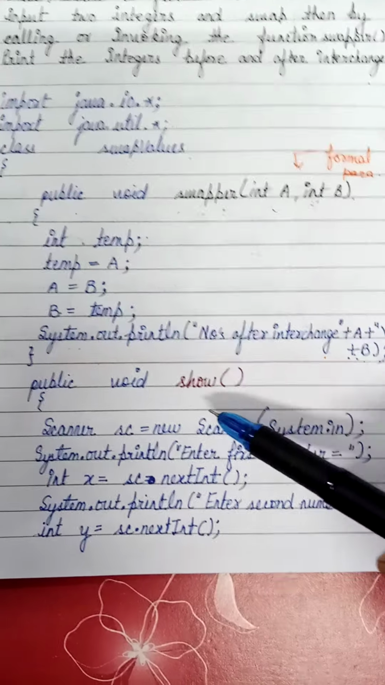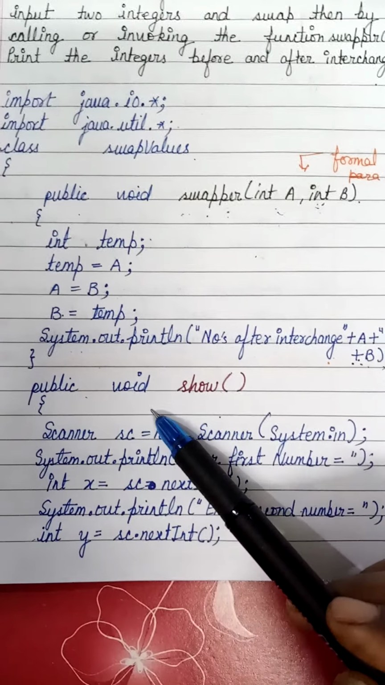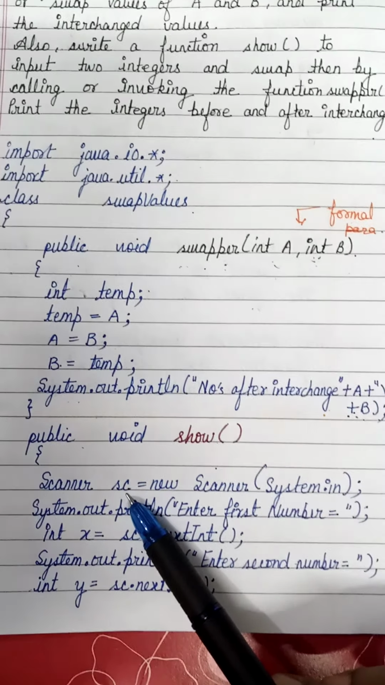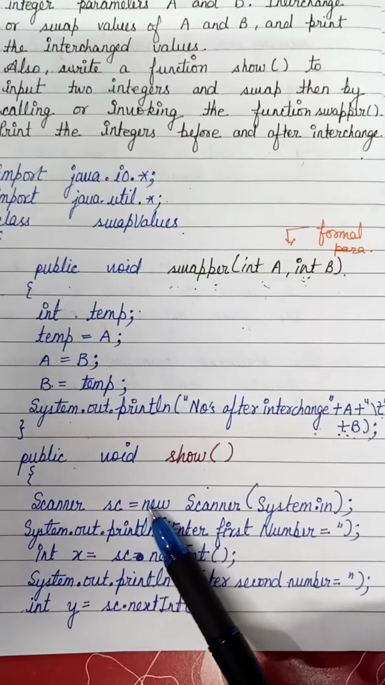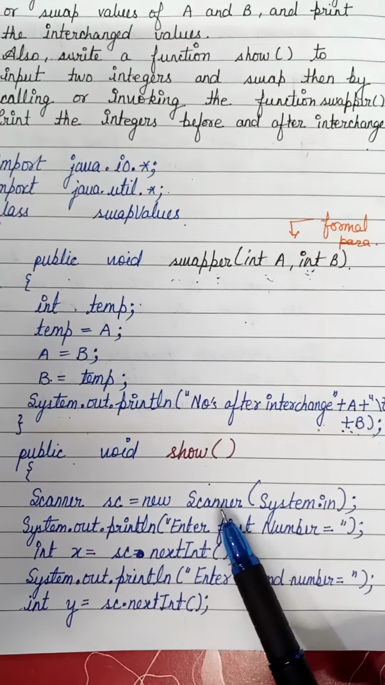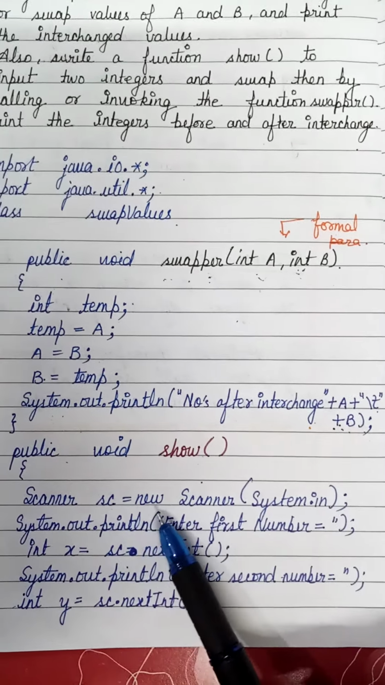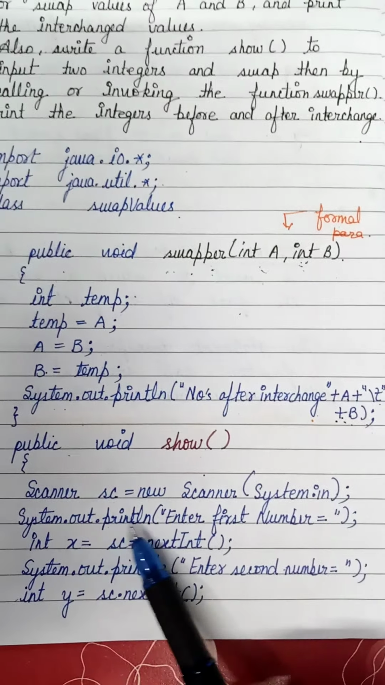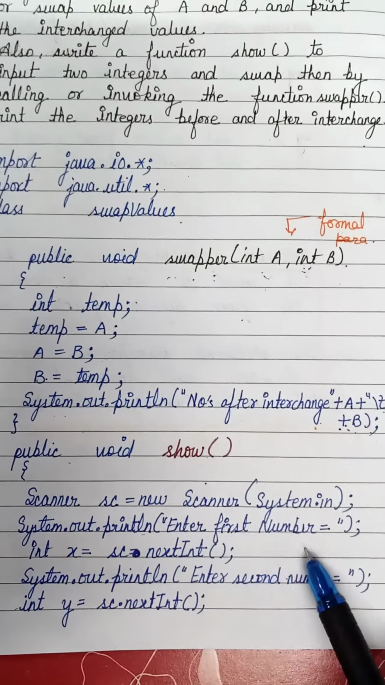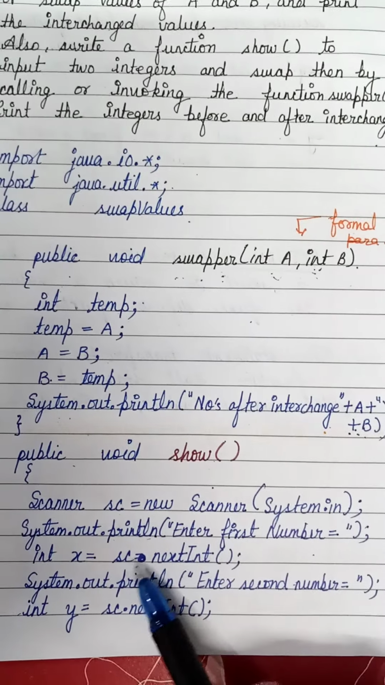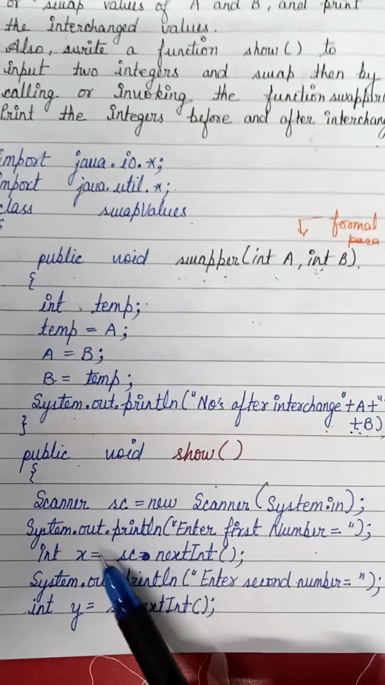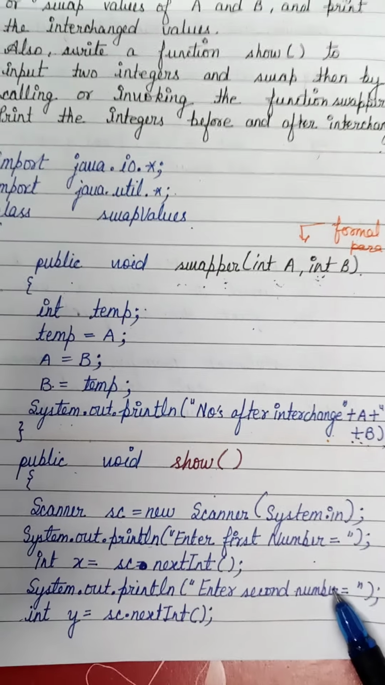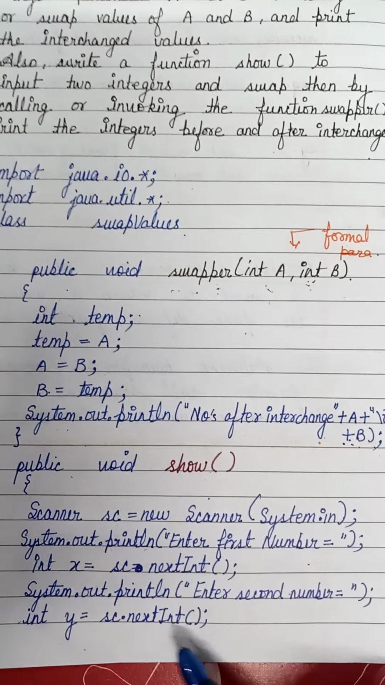Now come to show. The second method is public void show. Firstly, we'll make the object of the Scanner class, as we have to take input from the user from the keyboard. So Scanner sc equals new Scanner(System.in). System.out.println message, enter first number. We are reading through the sc.nextInt method. We are storing it within x. System.out.println enter second number, int y equals sc.nextInt.